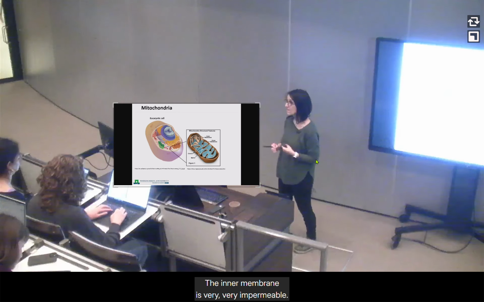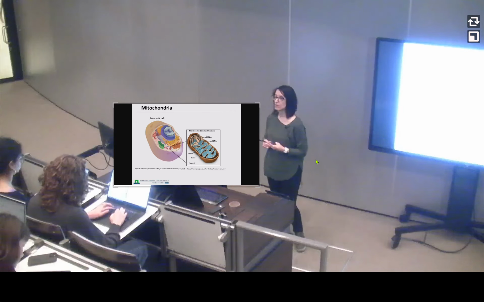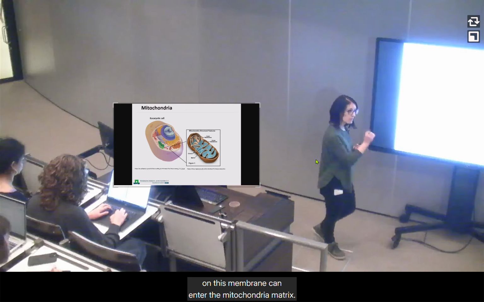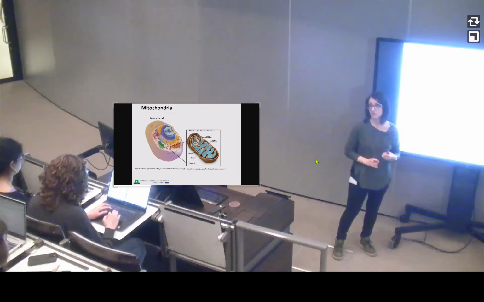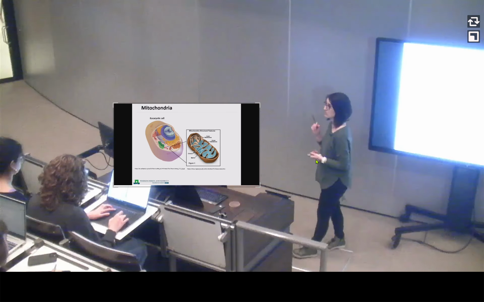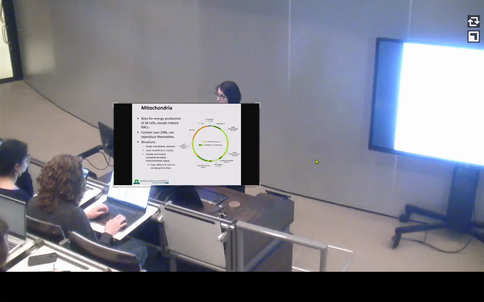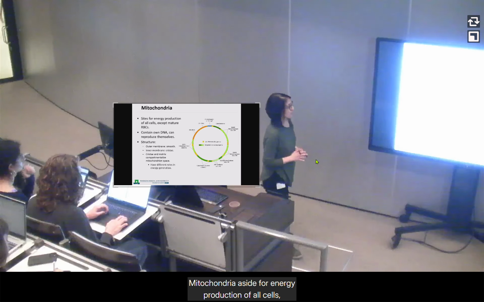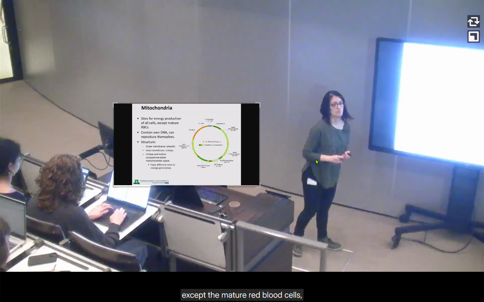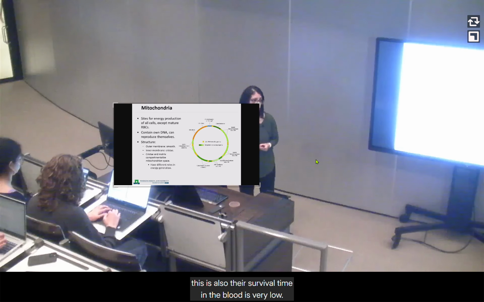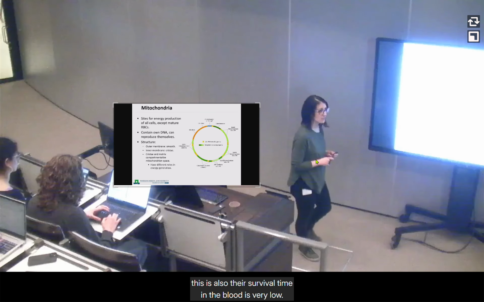The inner membrane is very, very impermeable. So only molecules that have a specific transporter on this membrane can enter the mitochondrial matrix. Otherwise, this cannot happen. Remember this concept, yeah? Mitochondria are the site of energy production of all cells except the mature red blood cells because they don't have mitochondria. This is also why their survival time in the blood is very low.